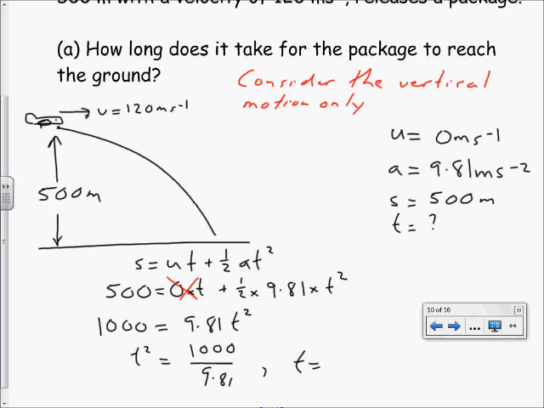All right, so 1000 divided by 9.81, much easier to do if we use G as 10, but we probably should stick to the value of G that we would normally be using. 1000 divided by 9.81 and square root that. Don't forget to square root at the end. That's a common mistake too. 10.1 seconds to reach the ground. Okay, so that's the first part of the problem.